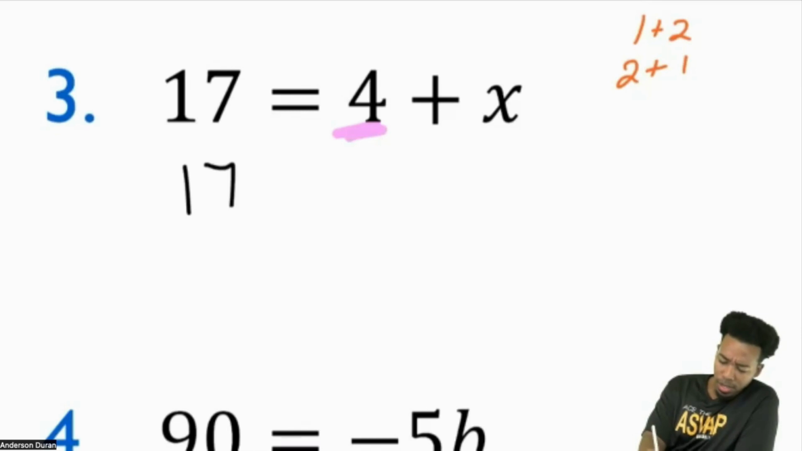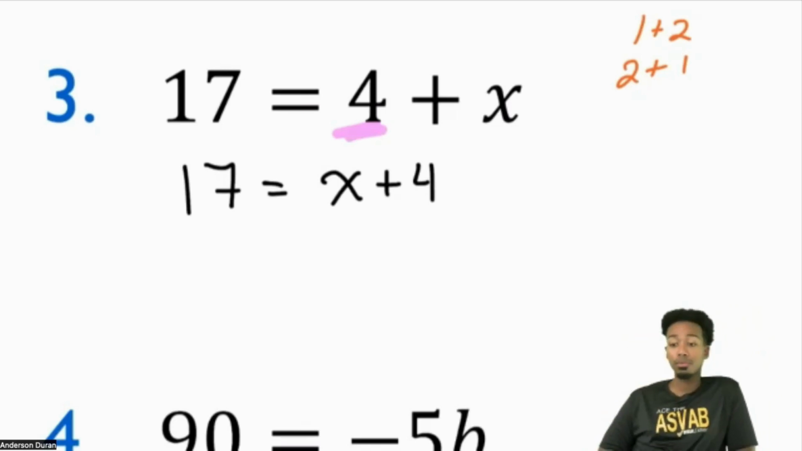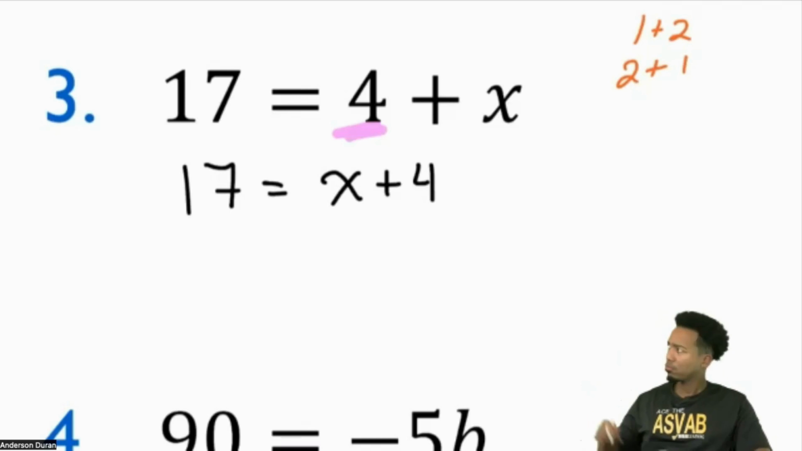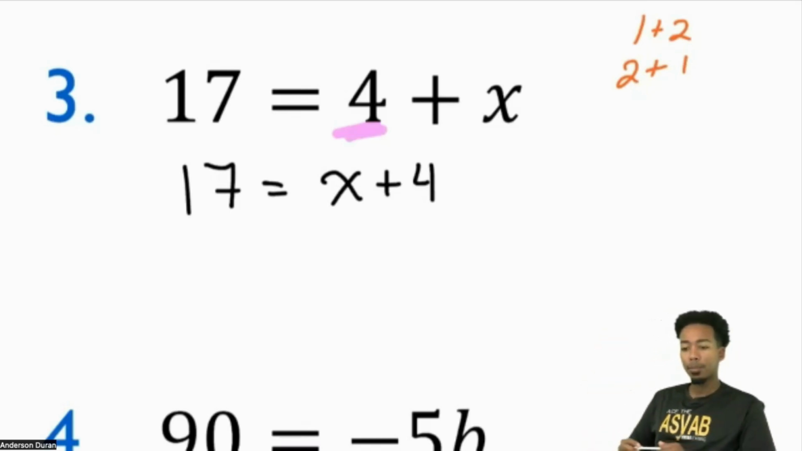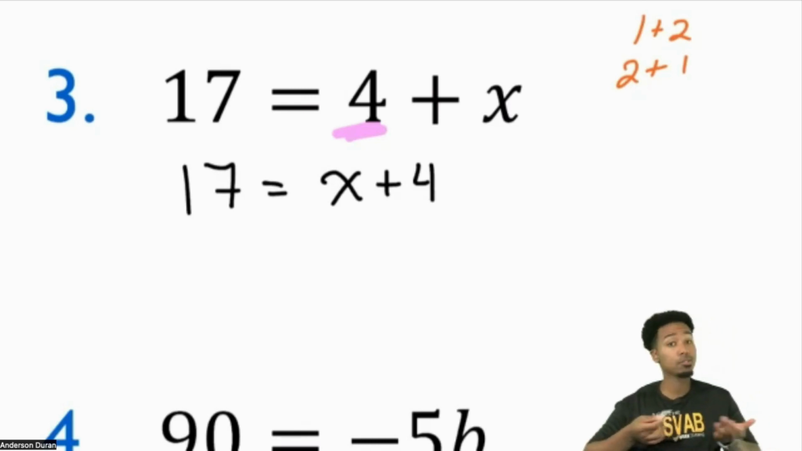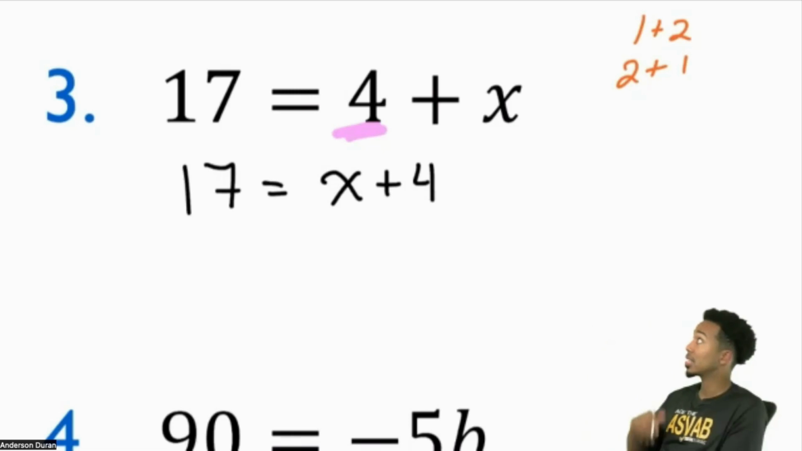You can just say 17 equals x plus 4. Yes or no, does that make sense to you? If you needed to see it and guarantee that you're seeing it the right way, you absolutely could do that, because again, 1 plus 2 is the same as 2 plus 1. Absolutely the same thing. And so now we can see this a little better.